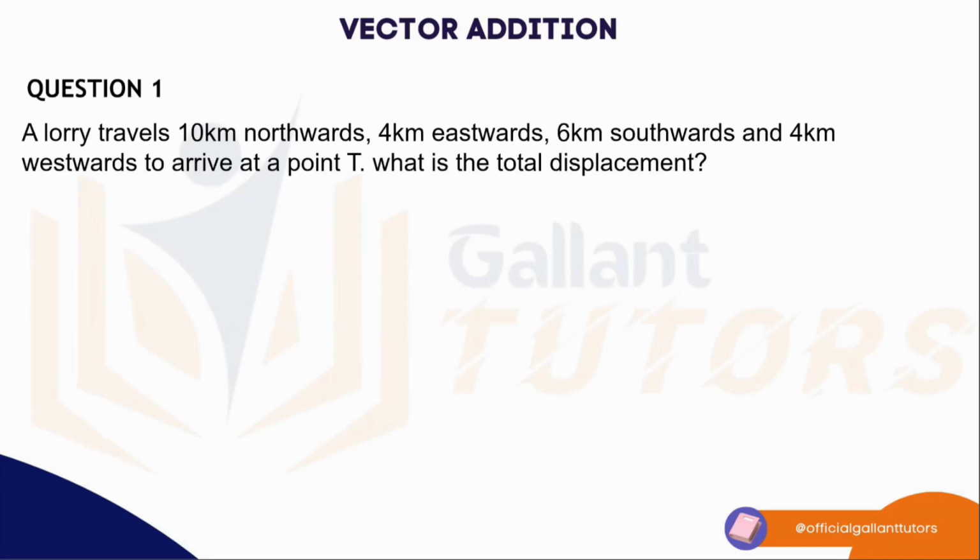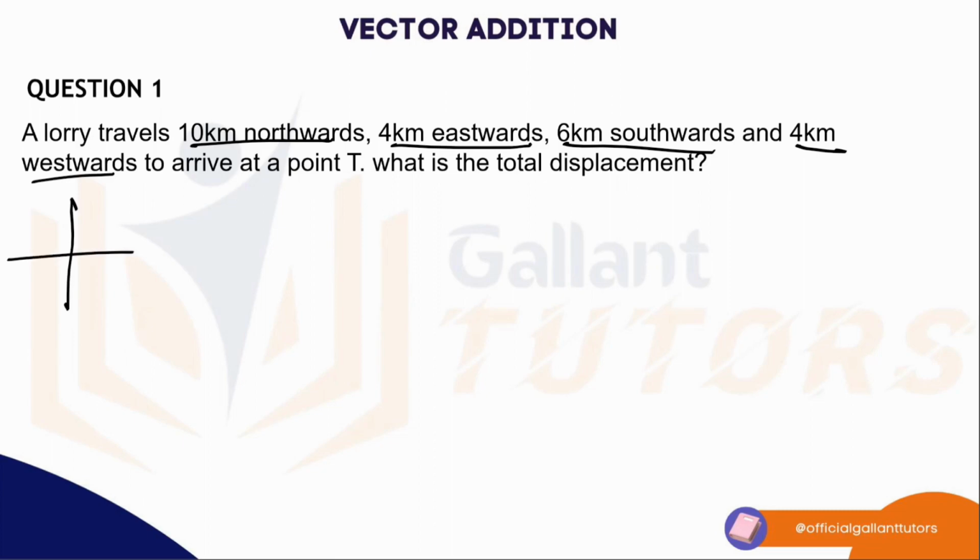All right. So for the first question, it reads: a lorry travels 10 kilometers northwards, 4 kilometers eastwards, 6 kilometers southwards, and 4 kilometers westwards. So these are the key words we have to take note of.